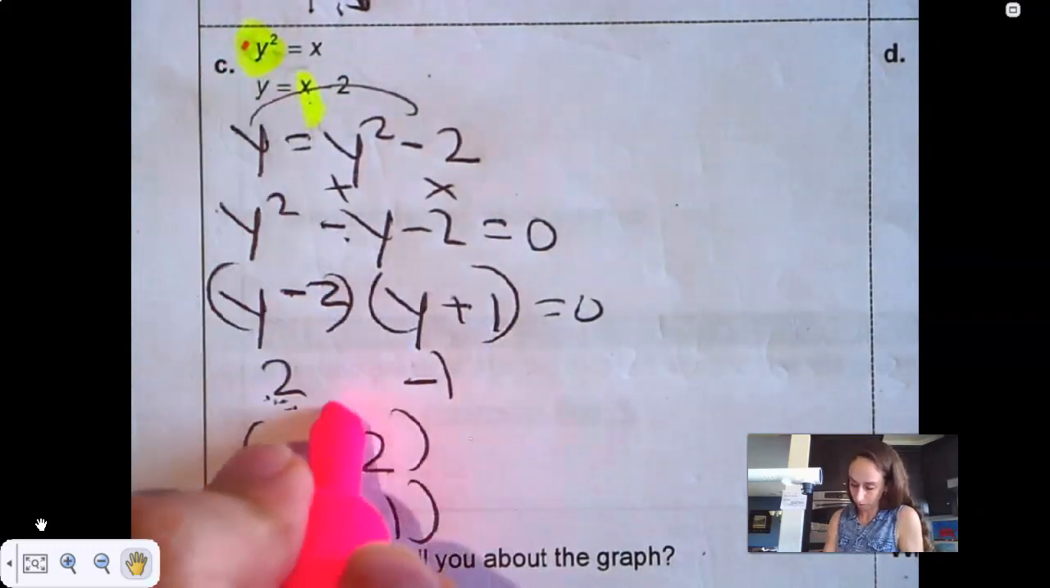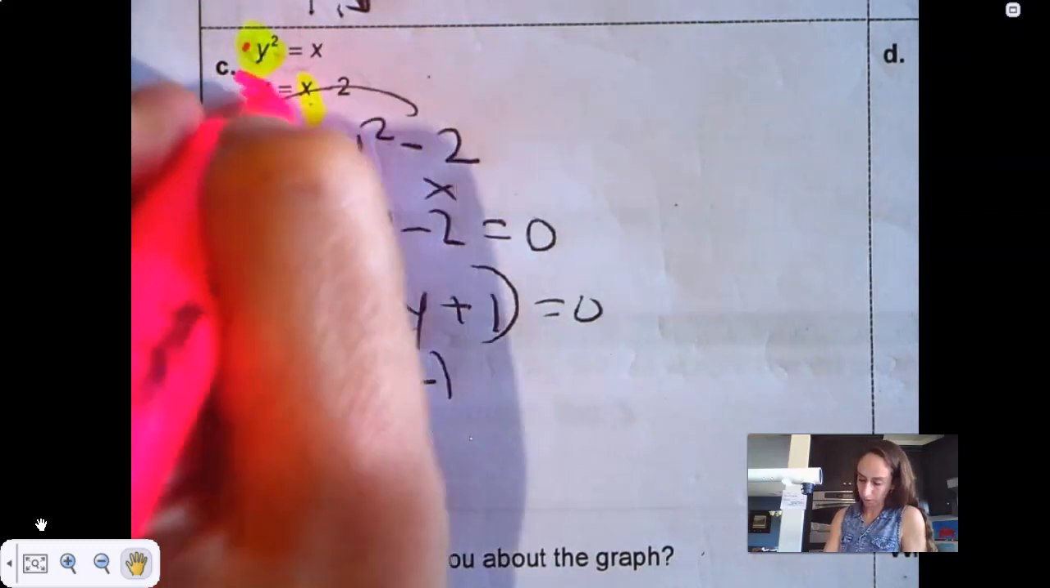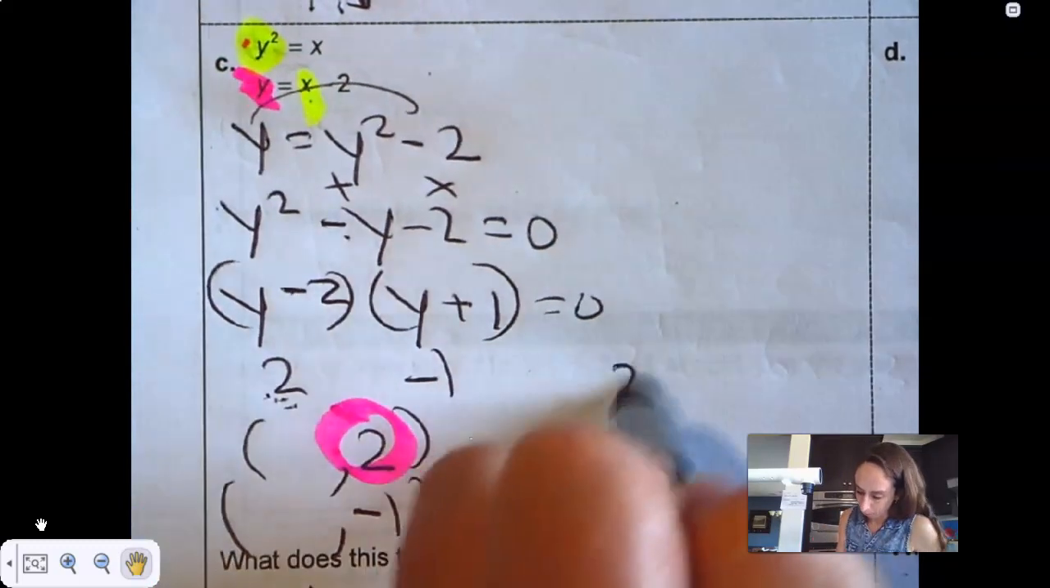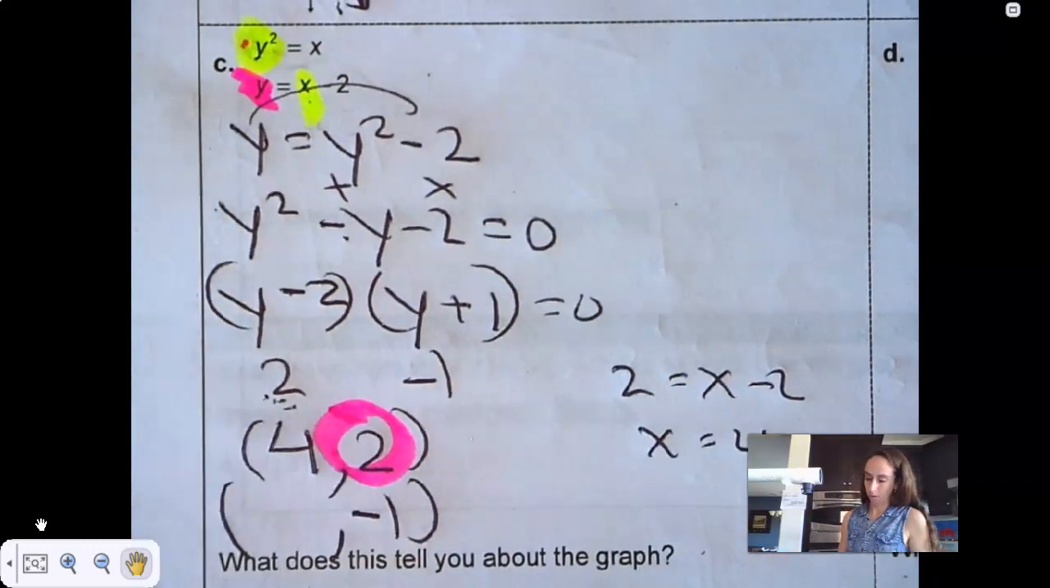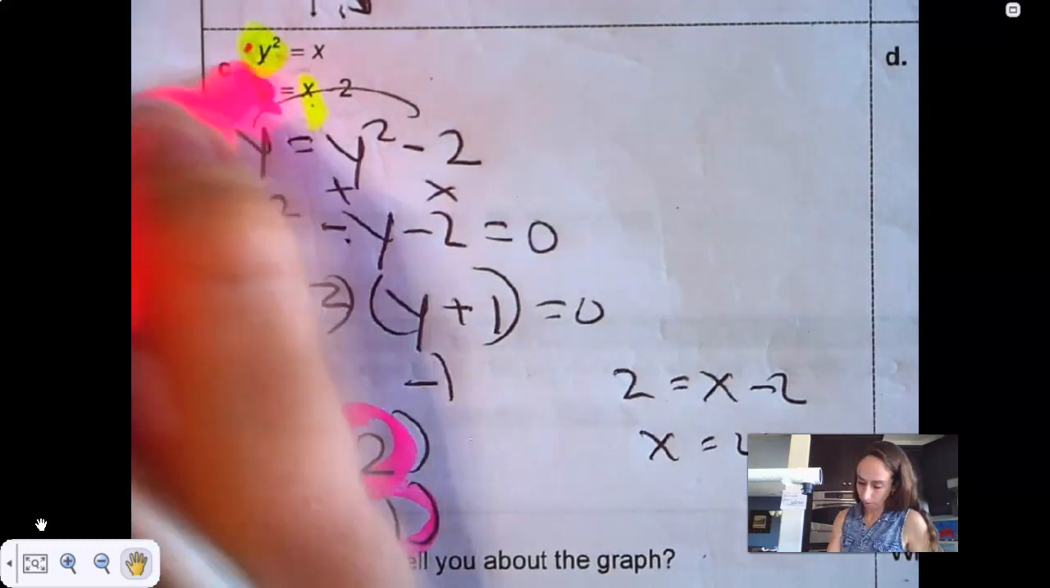I'll pick this one. So I'm going to take the 2 and plug it in here. 2 equals x minus 2, x equals 4. Now I'll take the negative 1 and plug it in here.